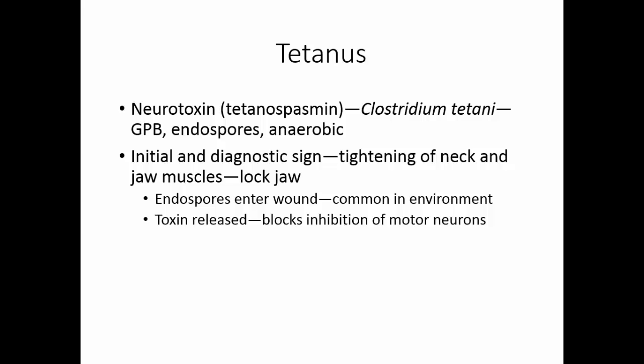Now, this particular toxin blocks the inhibition of motor neurons. When acetylcholine is released across the neuromuscular junction, muscles contract. There are also inhibitory neurons that inhibit contraction. Tetanospasmin blocks the inhibitory neurons. This means that once the muscle is contracted, it doesn't relax, so these people experience paralysis.